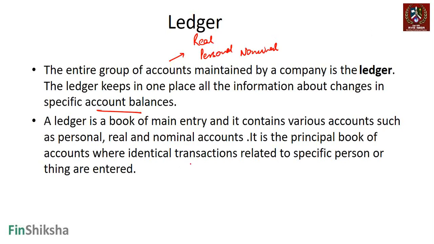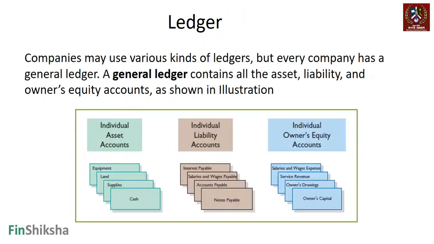It's the principal book of accounts where identical transactions related to specific persons or things are entered. So if you buy two furnitures, they will come in the same real account, right? Similarly, if the same person gives you credit twice, that will come in the same personal account. So identical transactions related to specific entities or things are captured in the same account, and each of those accounts combined together form what is called the general ledger, right?